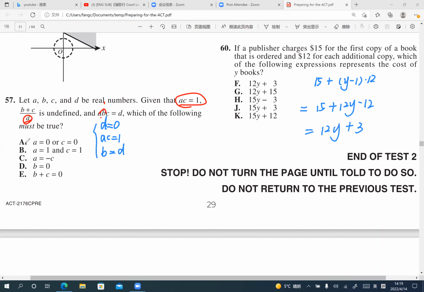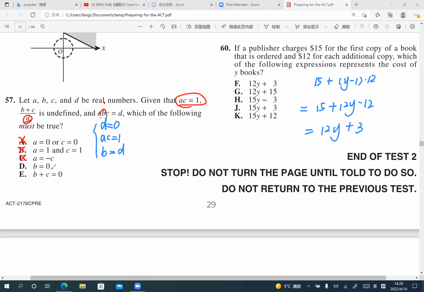So we check every option. Option A, A equals 0 or C equals 0. Since A times C equals 1, neither of them can be 0. So option A is not correct. Option B, A equals 1 and C equals 1. Since AC equals 1, it is possible, but it doesn't have to be true. So option B is not correct. Option C, A equals negative C. A times C equals 1 doesn't mean A equals negative C. So option C is not correct. They are not opposite numbers.